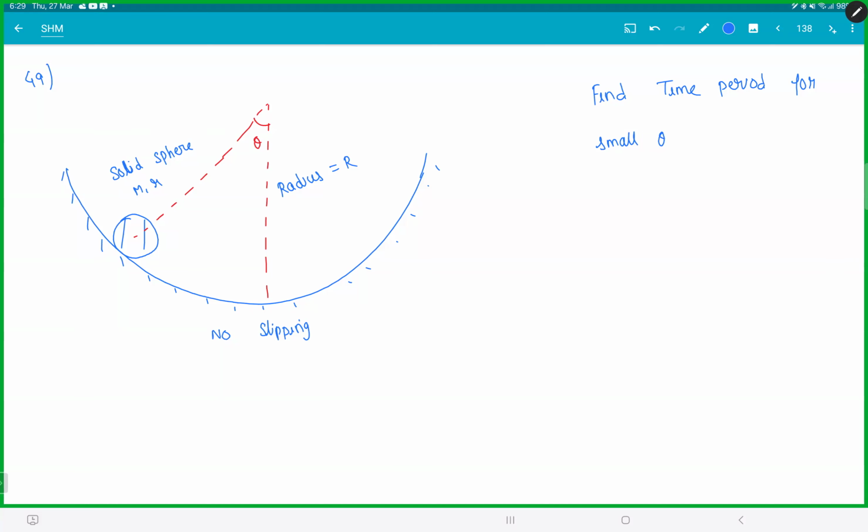So we have a cylinder rolling inside another cylinder. The outer one is fixed though, capital R is fixed.